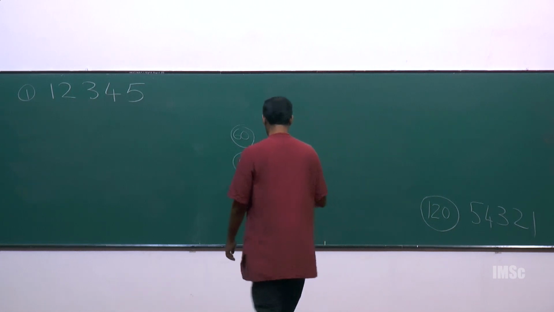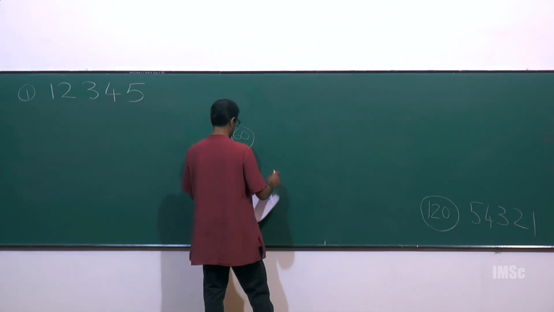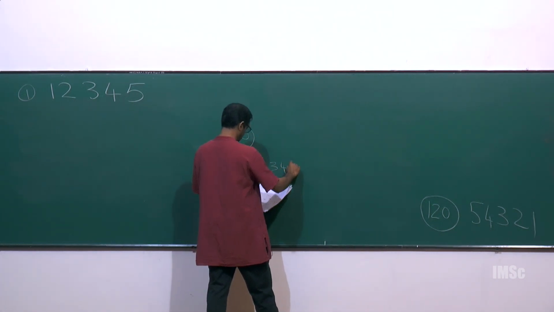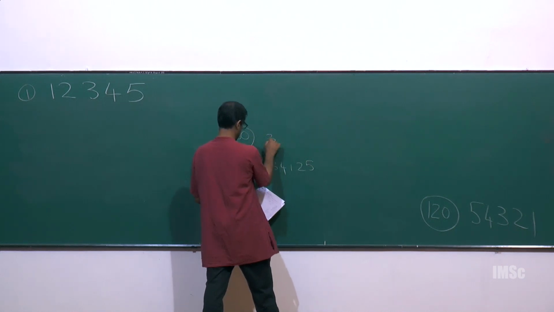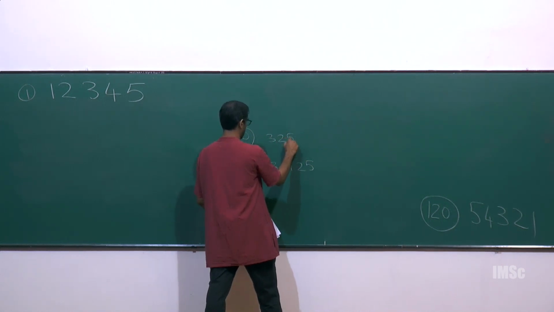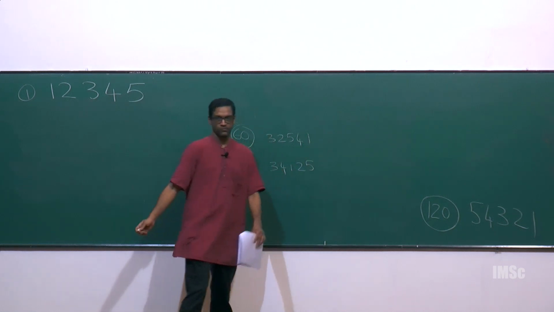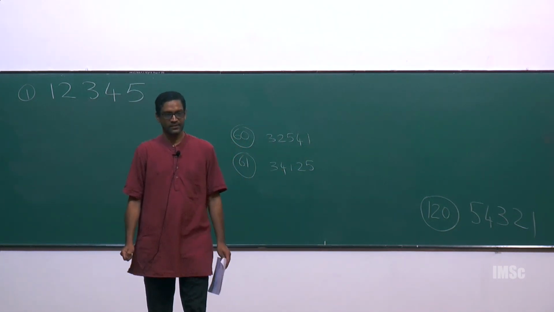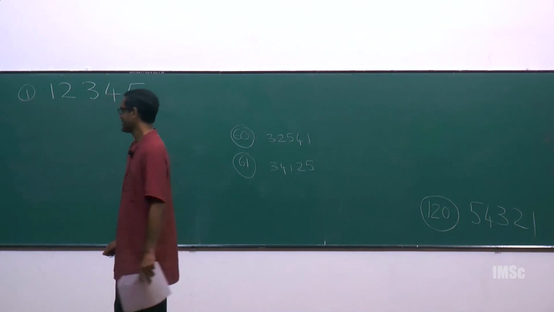Sorry, what? 3, 4? 3, 4, 1, 2, 5, and 3, 2, 5, 4, 1. Yes, absolutely. How did you get there so fast? Okay, great.